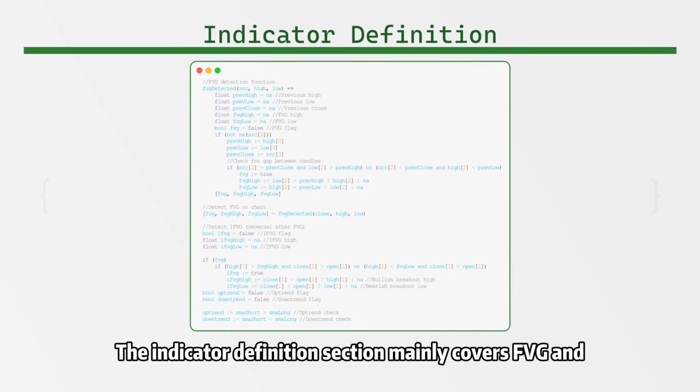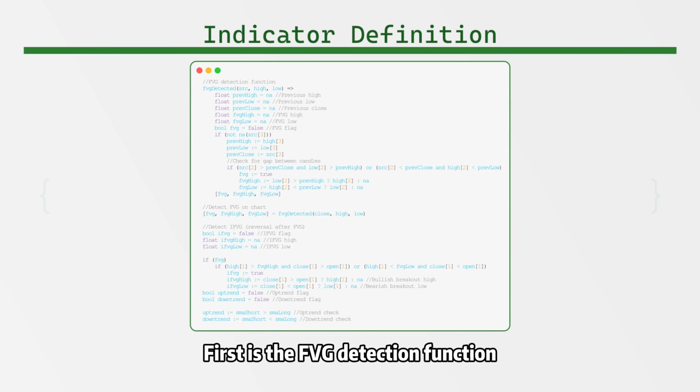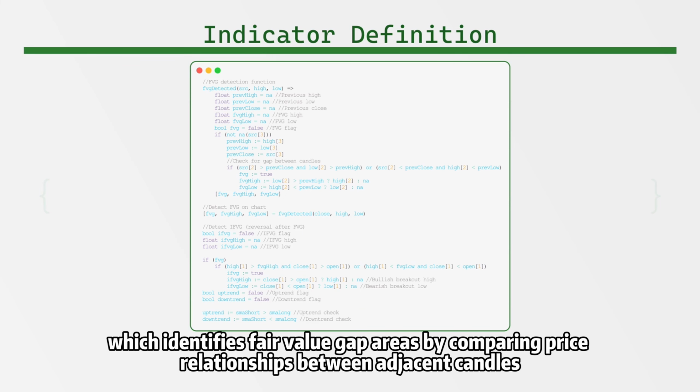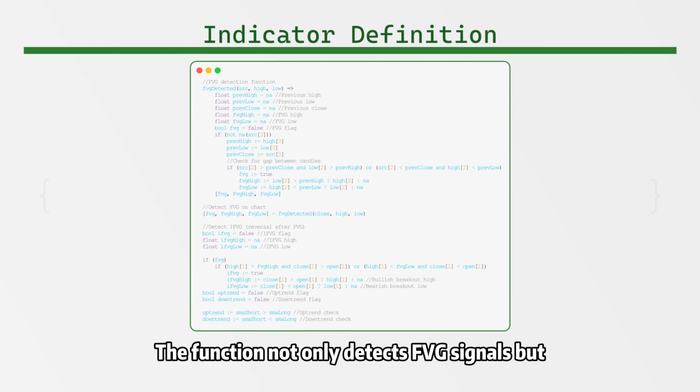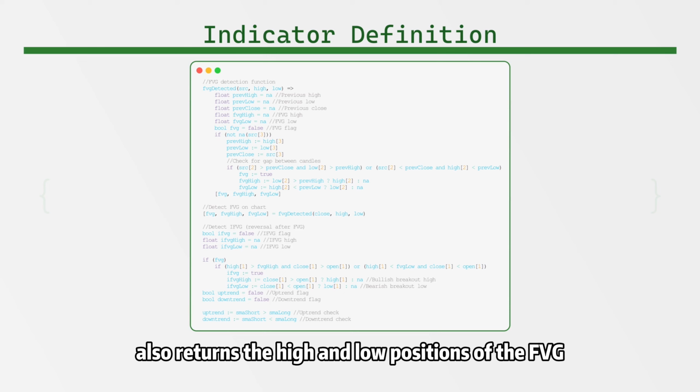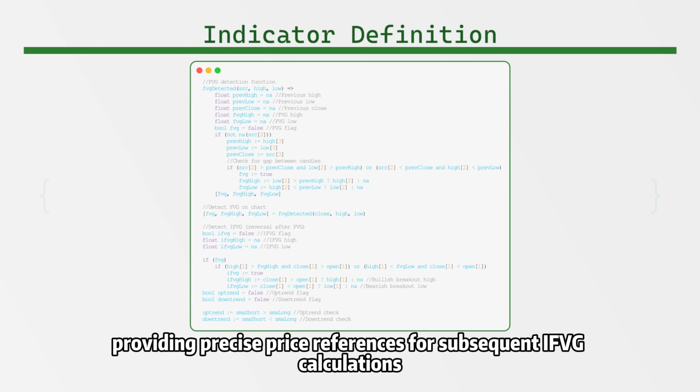The indicator definition section mainly covers IFVG and IFVG detection logic. First is the IFVG detection function, which identifies fair value gap areas by comparing price relationships between adjacent candles. The function not only detects IFVG signals but also returns the high and low positions of the IFVG, providing precise price references for subsequent IFVG calculations.